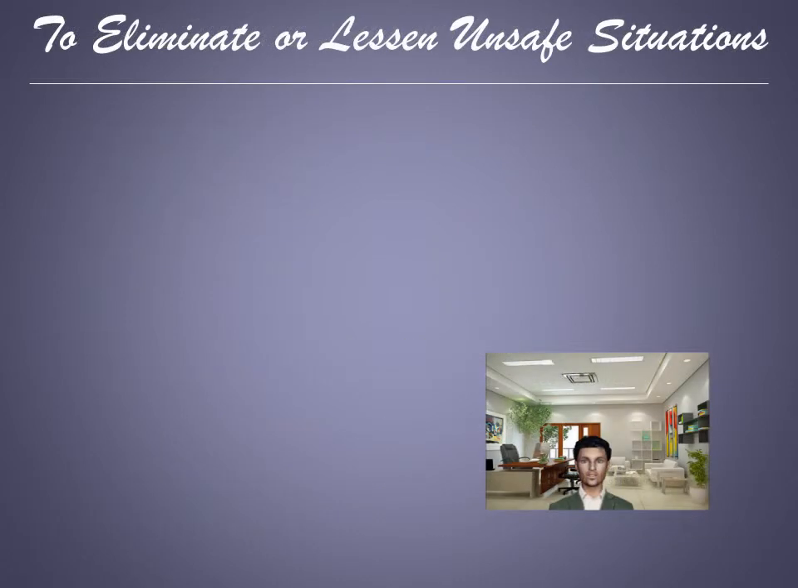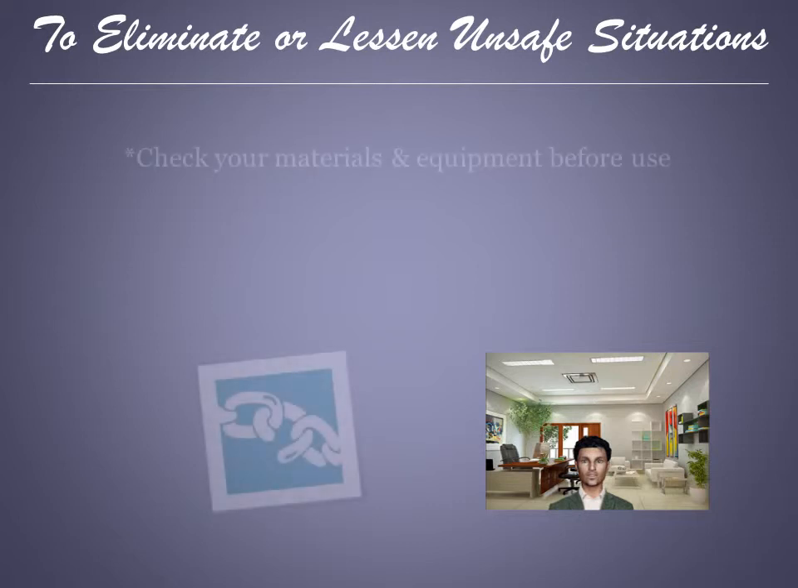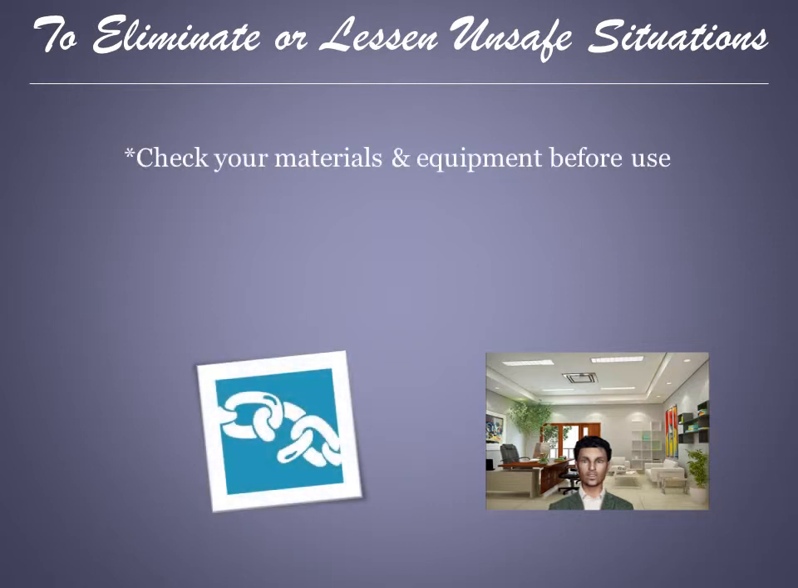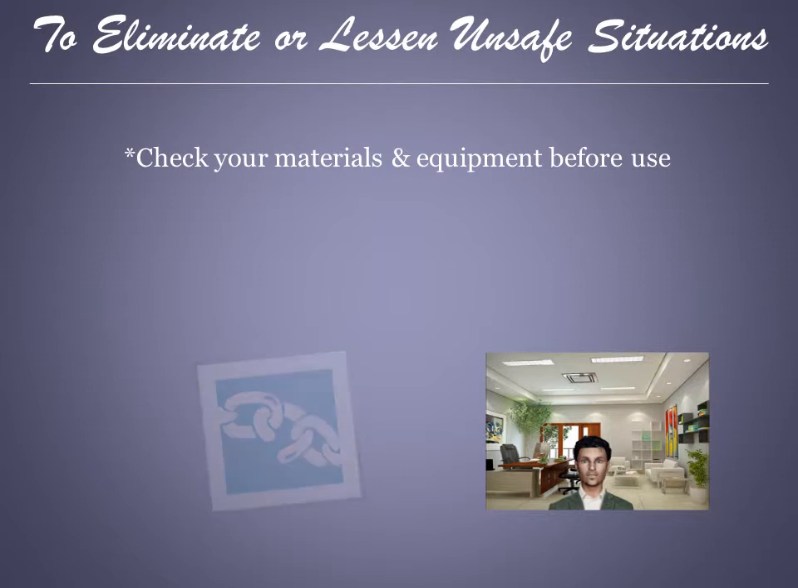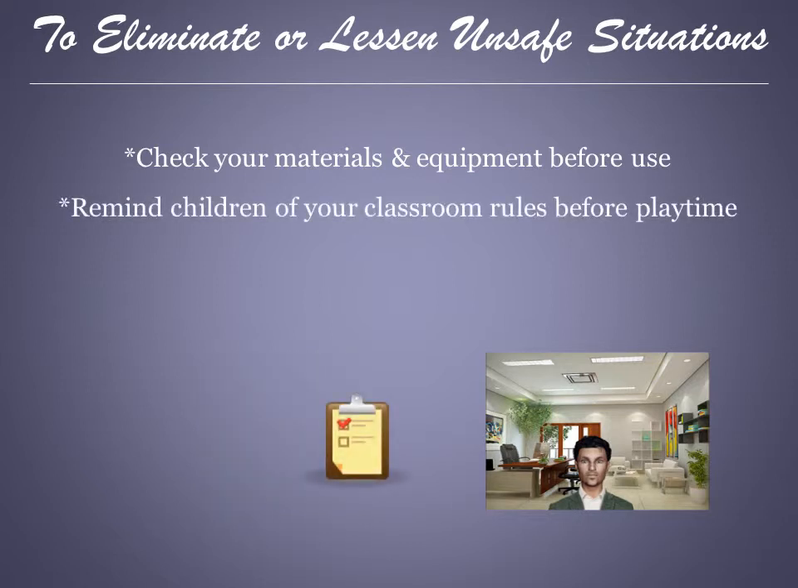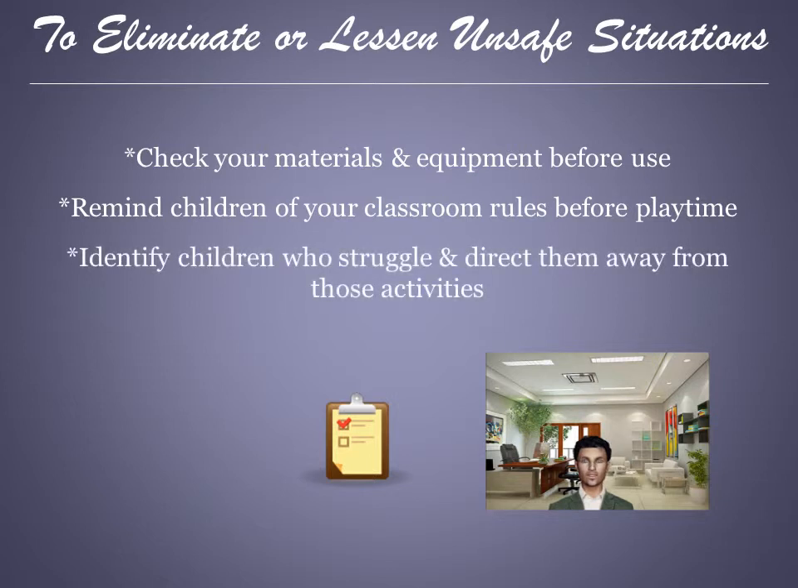In order to eliminate, or at least lessen, unsafe situations, child care professionals should take the following precautionary steps. First, check all of your materials and equipment before each use to ensure that nothing has been broken or damaged. Second, remind children of your classroom rules before playtime begins. If the children are not allowed to climb on the table, then that rule still applies during playtime. A gentle, preemptive reminder of your rules will lessen the number of problems when play actually starts. Finally, if you have identified children who seem to struggle in certain types of play activities, try to direct those children away from those activities before they actually begin.